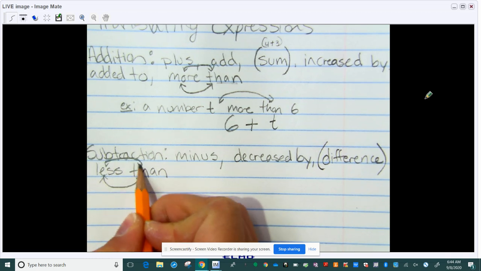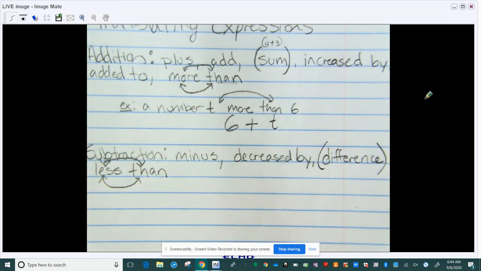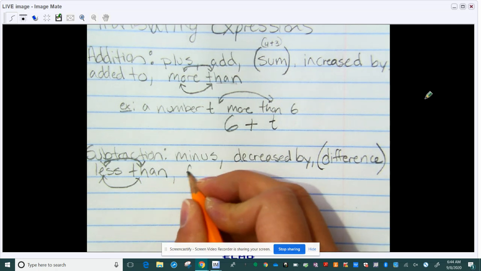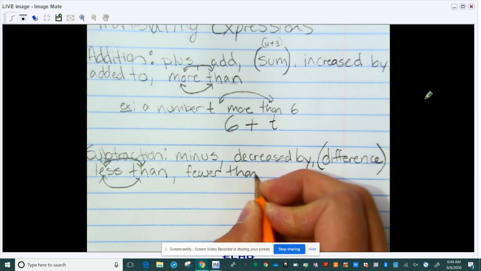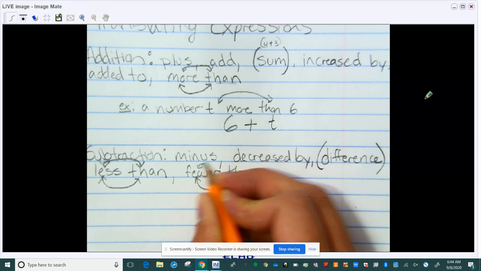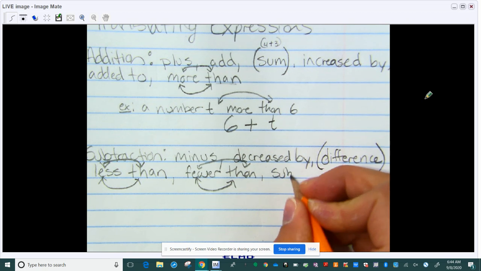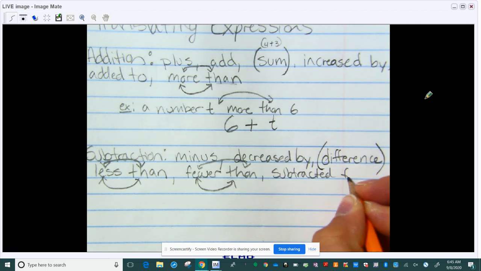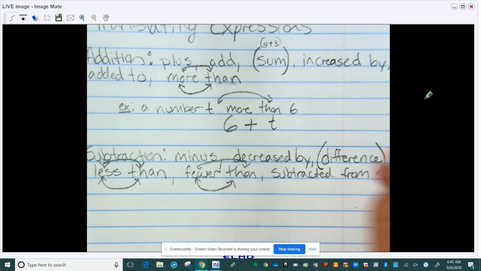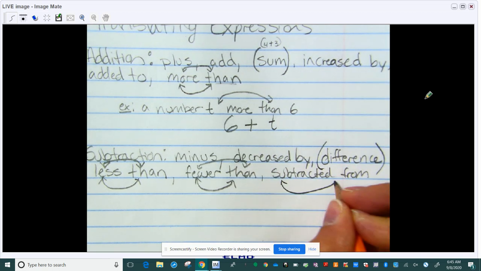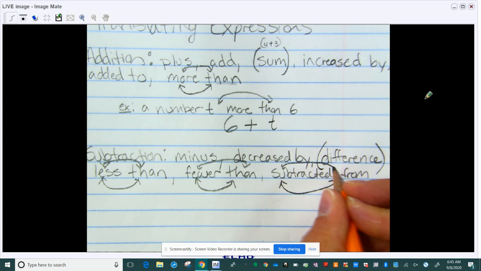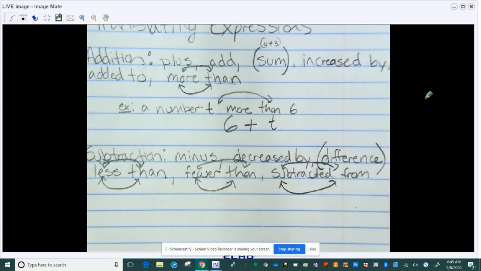So let's go through all the flipped versions of subtraction because subtraction has a lot more. So we have less than, fewer than, switches it as well. Subtracted from. That from is implying that it's from our original number. So again, that one is switched again. So just really be careful of those. All right. We're going to go through a few more operations before we do another example. That way we have a few more options to work with.